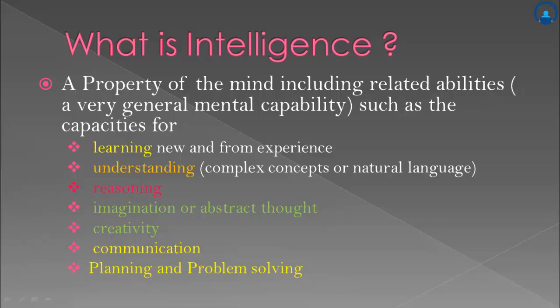So all this capacity, learning, understanding, reasoning, imagination, thoughts, your creativity, your communication, your planning skill, your problem solving skill, all these skills are your abilities, nothing but your intelligence. So different capabilities come out to be the different intelligence. So we call each person as smart.